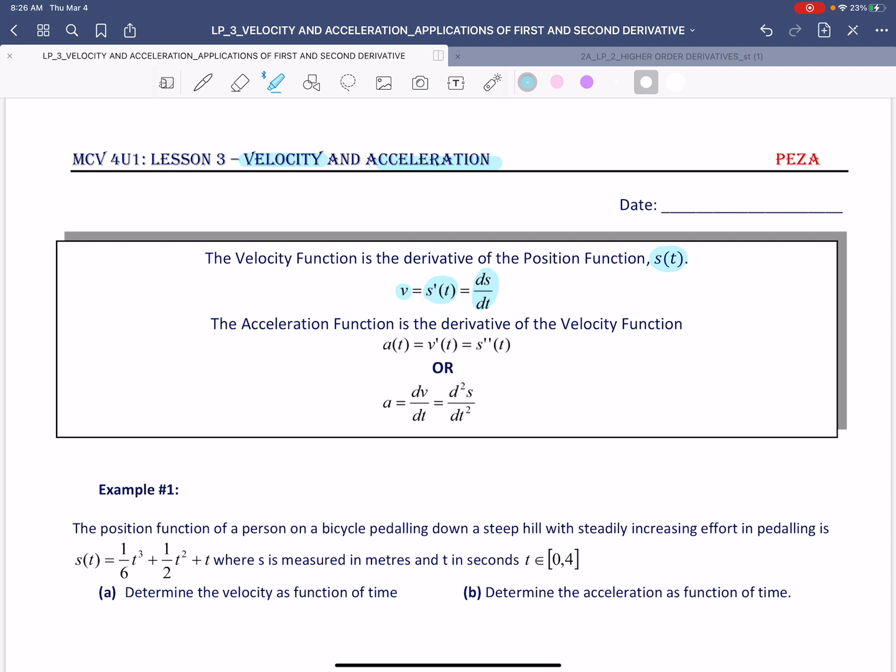The acceleration, on the other hand, measures how fast the velocity is changing. As a result, we'll say that the acceleration is measured as the first derivative of velocity or the second derivative of position. In Leibniz notation, we say that acceleration equals dv over dt or second derivative d squared s over dt squared. Let's take a look at some examples.